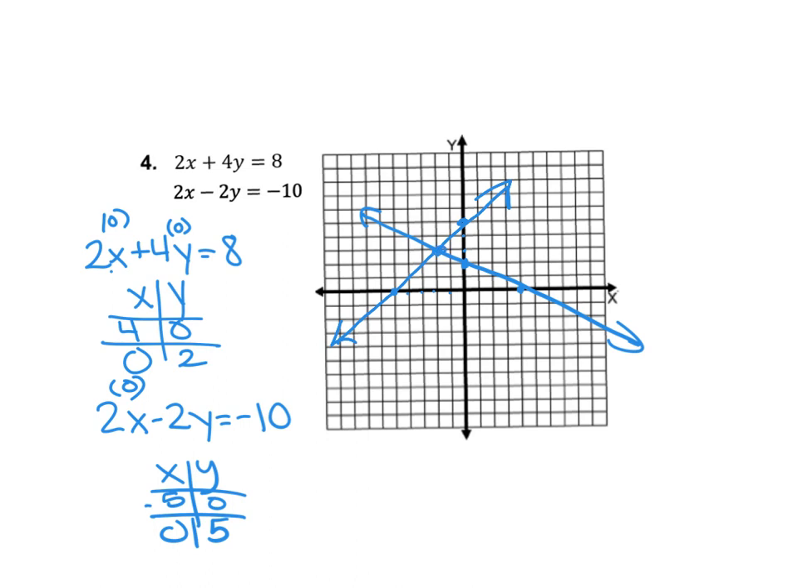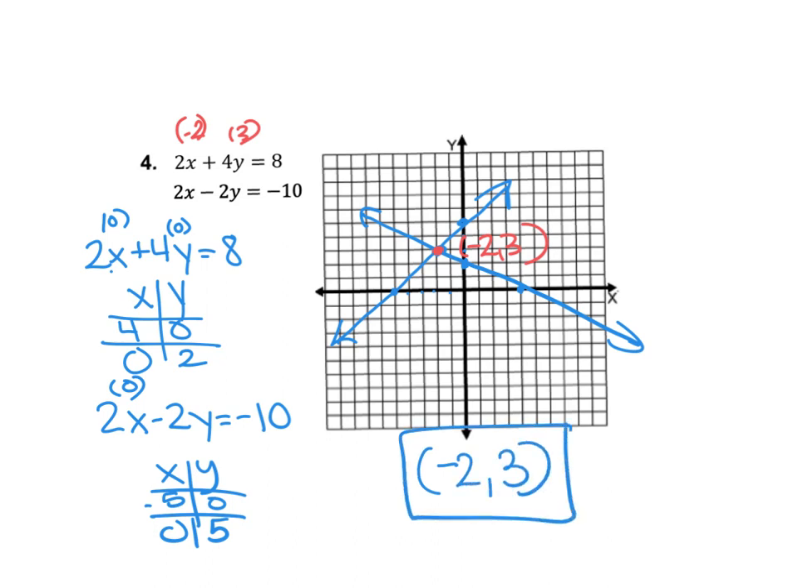All right, now it looks like right here is our point of intersection. So what do we have? Negative 2, 3. And if you want to plug that in, I have negative 2 and 3. So it's negative 4 plus 12 equal to 8. Yep, and I can plug it into the other one. So the solution to this system right here is negative 2, positive 3.